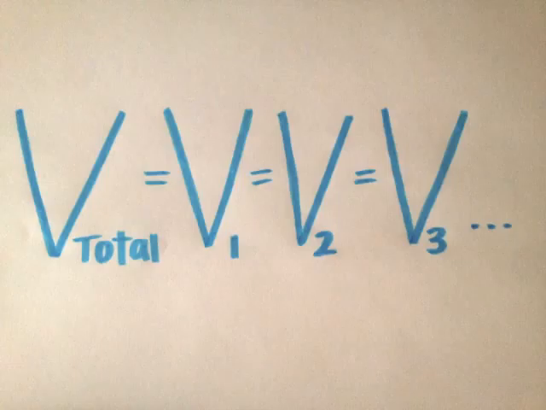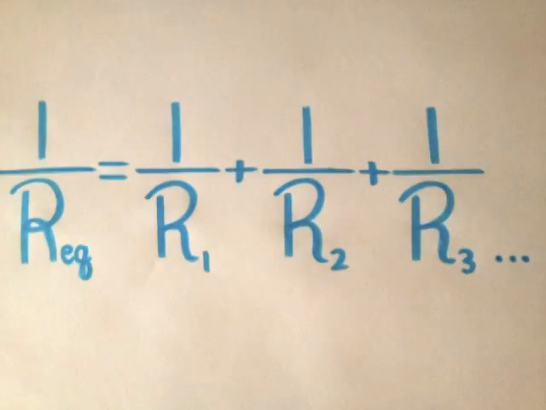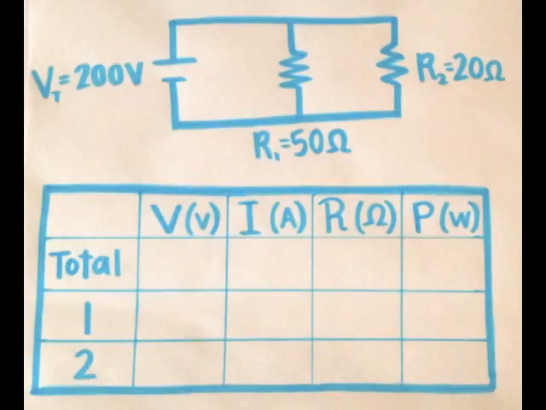to the total voltage, and they are all equal to each other. Each resistor's current adds up to the total current sum, and this equation is I total equals I1 plus I2 plus I3. And the sum of the inverse of each resistor equals the inverse of the total resistance.